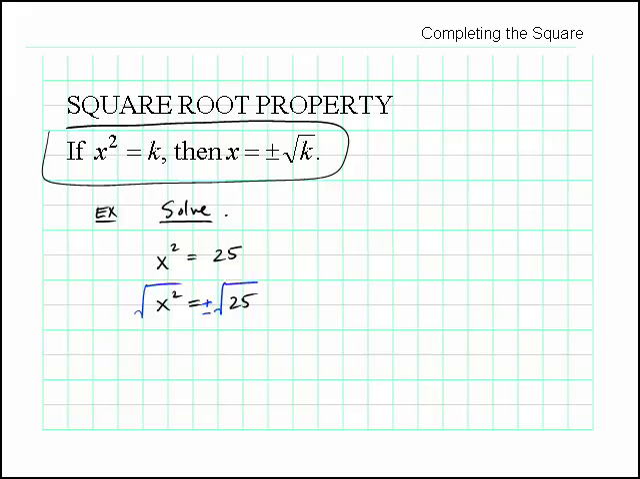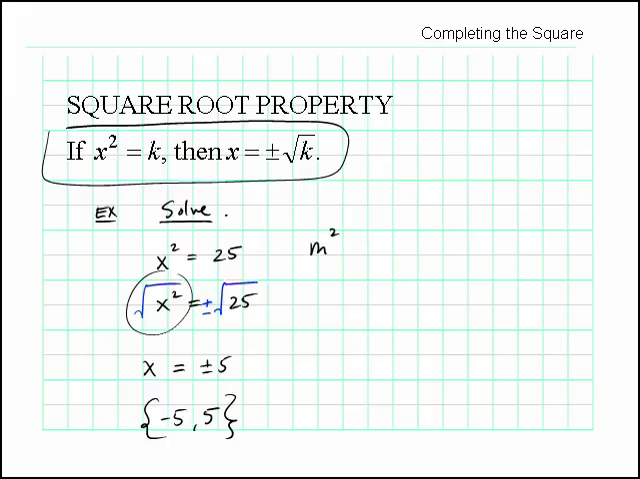As we talked about in a previous section, square roots actually do have two answers, a plus and a minus. On the left side, the square root and the square cancel themselves away and leave you with just an x. On the right side, we have plus or minus 5. And so we've got two solutions to this equation. We've got a -5 and a +5.